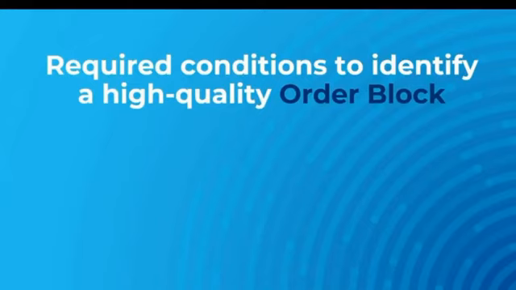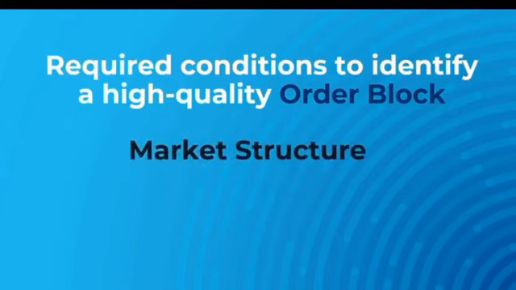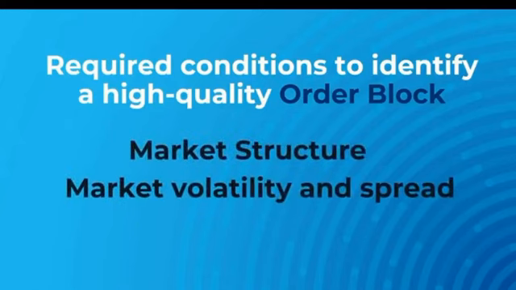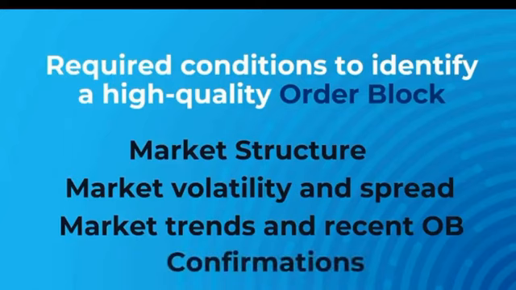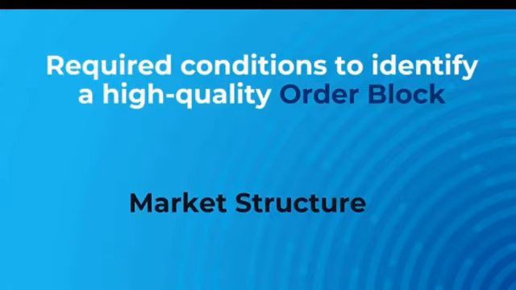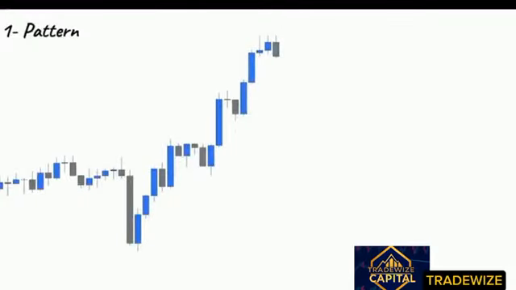The factors that should be considered when trading order blocks are summarized in 4 categories, including market structure, market volatility and spread, market trends and recent order blocks, confirmations and lower time frames. Let's start with the market structure. Let me show you some of the most common market structure patterns that happen every day. Here we have a valid order block and a potential trading opportunity to go long.